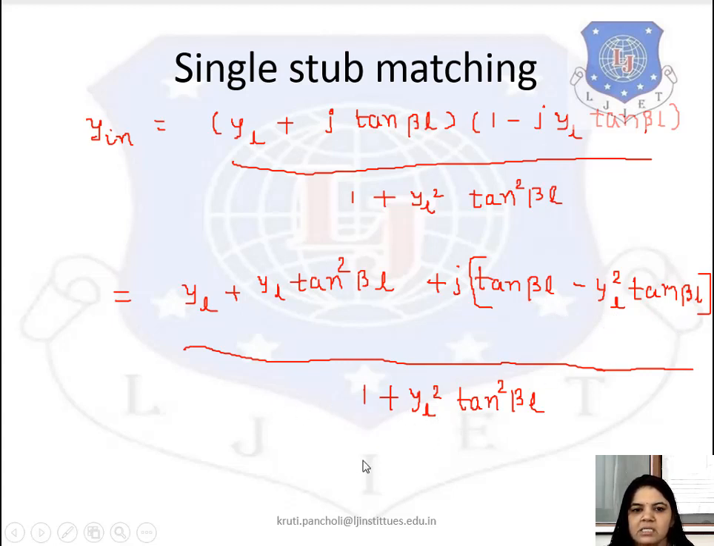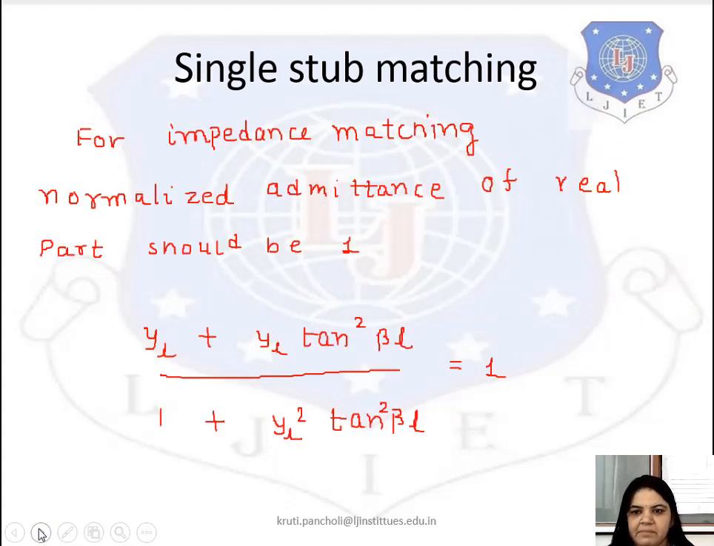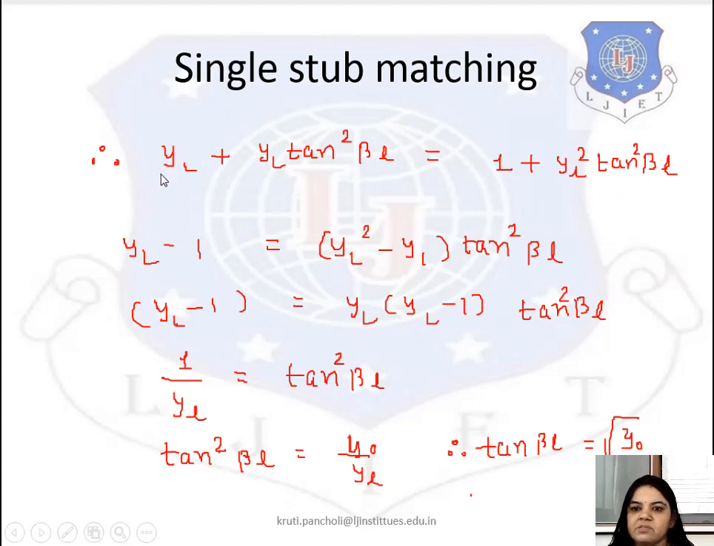So now we are separating the real and imaginary parts. For impedance matching, the real part of the normalized admittance should be 1. So (YL + YL tan² βL) / (1 + YL² tan² βL) = 1. Now we take the 1 + YL² tan² βL to this side. So YL + YL tan² βL = 1 + YL² tan² βL.